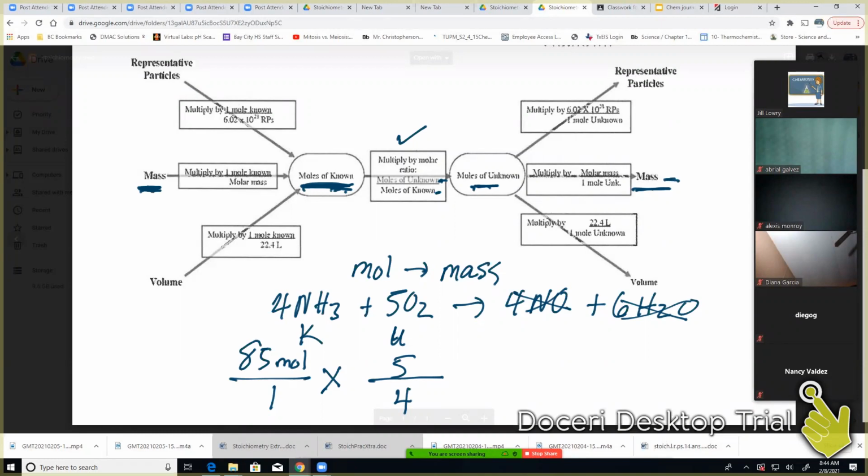We want to know mass. So I've got to do one more conversion factor. It says multiply by the molar mass of your unknown over 1. So I would have to figure out the molar mass of my oxygen, which is 16 times 2. That would give me 32 grams. And I put it over 1, just like it says to in that conversion factor. And now I've set it up. So we're going to do 85 times 5 times 32.